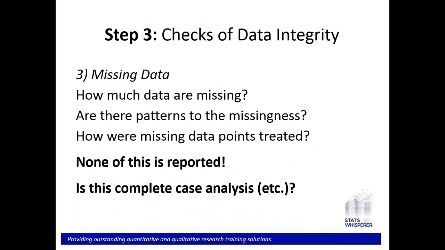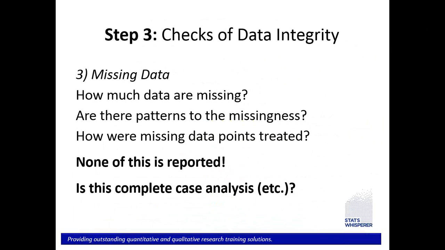And how are the missing data points treated? Recall, we went through the mean imputation, when people just put in the means when they're missing data. So if you don't report any of this, how do we know half the data weren't missing, and means were imputed for all the missing data? So half the data set is actually imputed means. We don't know that unless all this is reported, right?